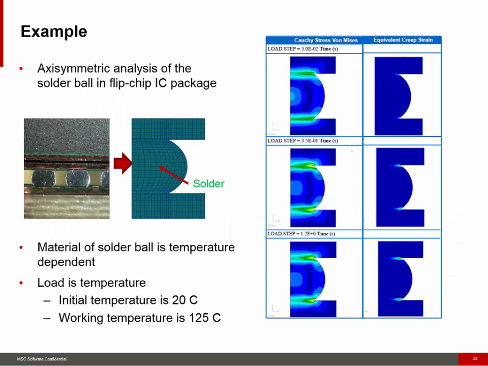So here's one example, an axisymmetric analysis of solder balls that is used in a flip chip integrated circuit package. The purpose here is to study the development of creep strains under thermal loading conditions. The material of the solder itself is temperature dependent, and we use, of course, the new Anand creep viscoplastic model to study the development of creep strains. On the pictures on the right, under the temperature loading, going from 20 degrees up to a working temperature of 125 degrees Celsius, we see some primary creep strains developing in a part of the connection between the solder and the chip.